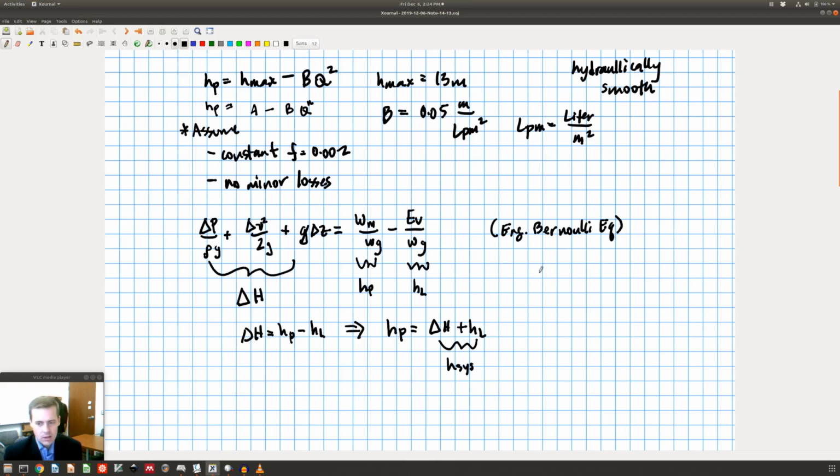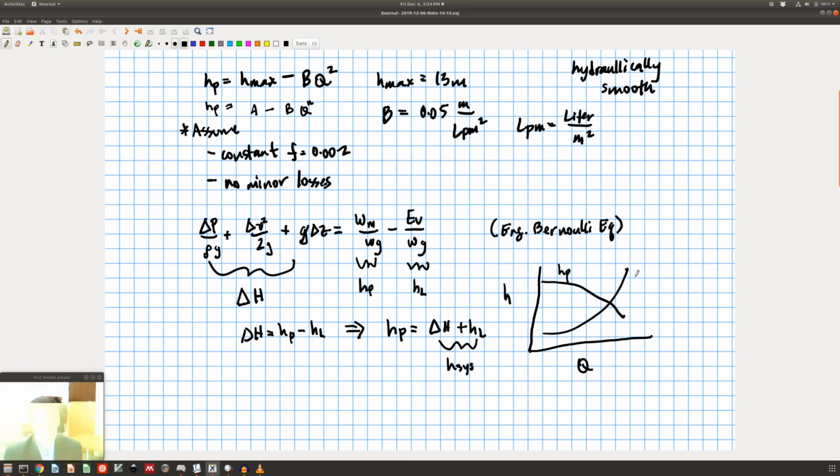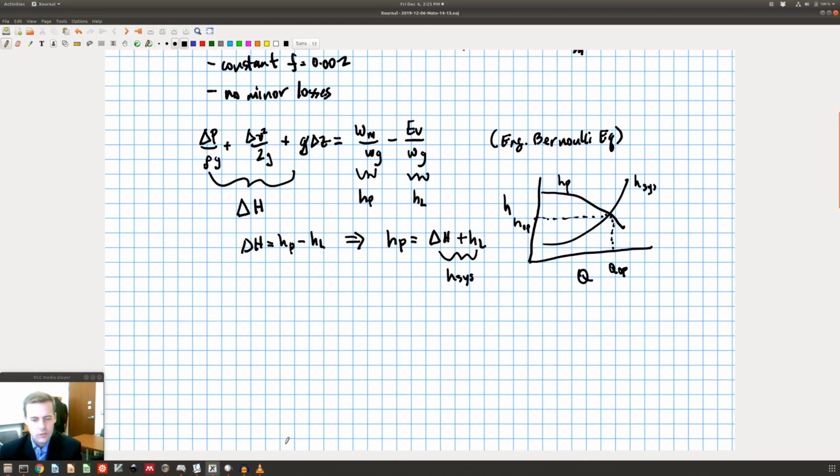So what I'm going to find, and we'll see this in a minute, is that I'm going to plot head as a function of Q, and my pump curve looks like this. This will be HP, and this will be H system, and what I want to find is the operating point. So I'm going to find Q operating and H operating, and that's going to be determined by where these two intersect. Okay, well, as a little review.